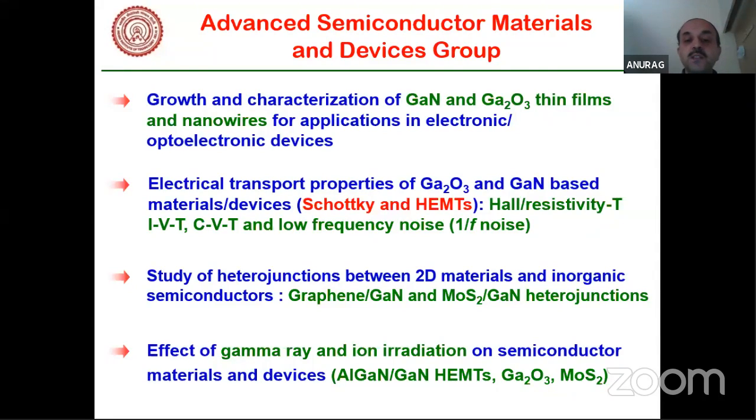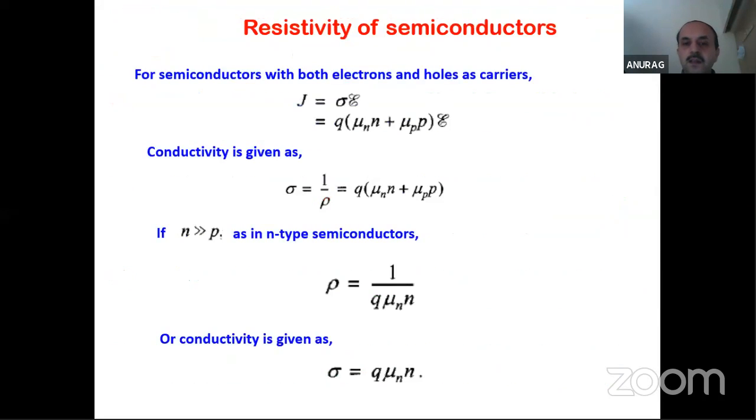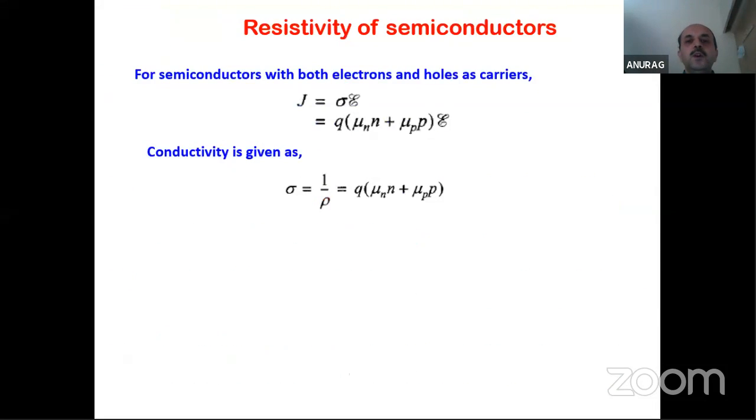And then MoS2. One of my PhD students is also working on the effect of gamma ray radiation on MoS2, because this is a very nascent field. Not many people have worked in this area. So this more or less shows you the research activity in my group. Now I start with some basics.